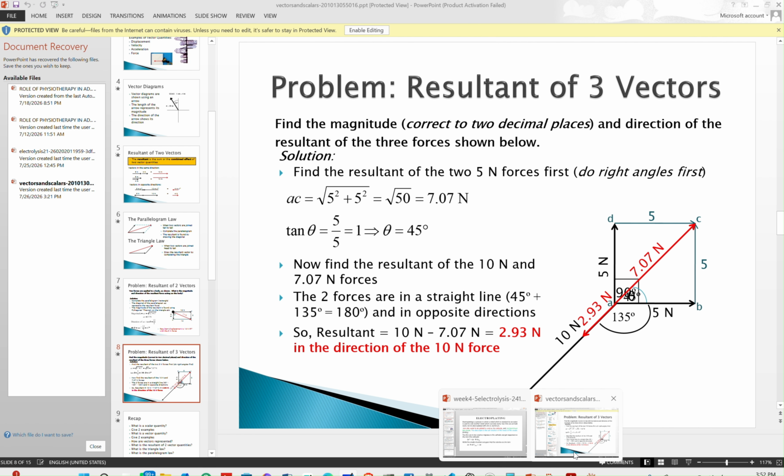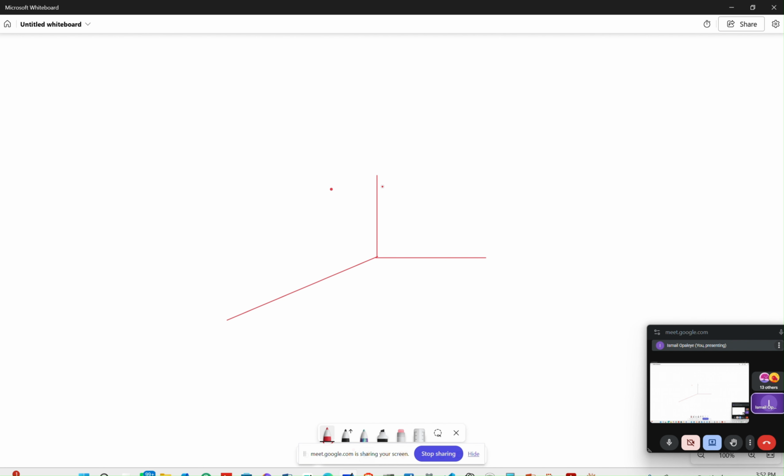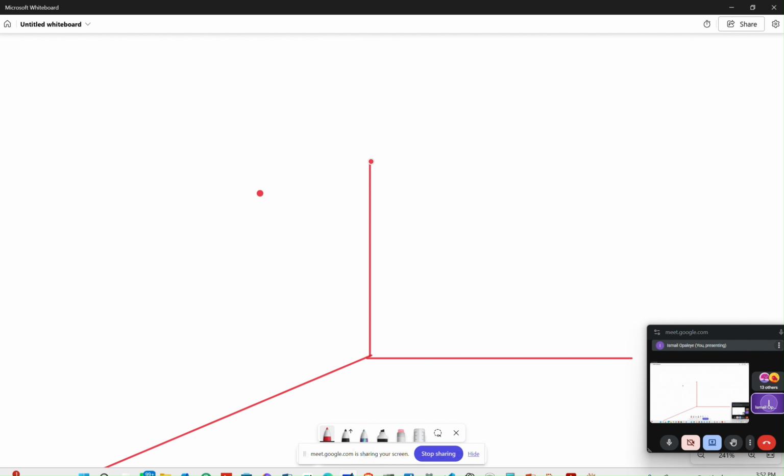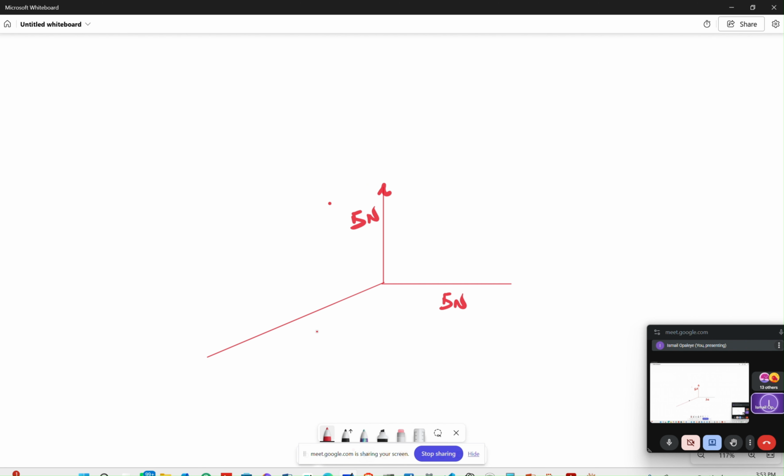Okay, let me see again. So 10, 5, 5. All right. So we have 5 Newton here, 5 Newton, and then we have 10 Newton here. So the angle here is 135 degrees. And this angle is 90. Okay.